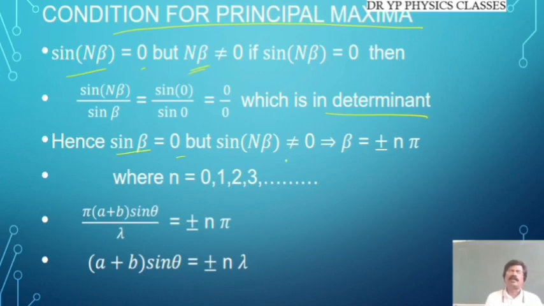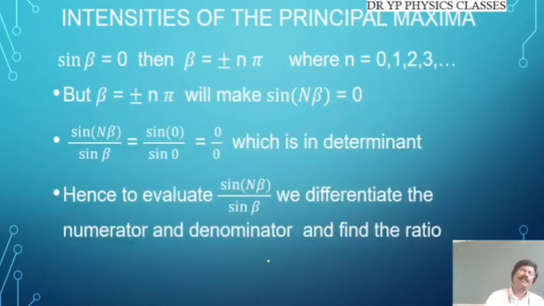Therefore, sin beta is equal to 0, but sin n beta is not equal to 0, which implies that beta is equal to plus or minus n pi, where n is equal to 0, 1, 2, 3, etc. So, pi (A plus B) sin theta by lambda is equal to plus or minus n pi. Therefore, (A plus B) sin theta is equal to plus or minus n lambda. Pi and pi get cancelled here. So, (A plus B) sin theta is equal to plus or minus n lambda.